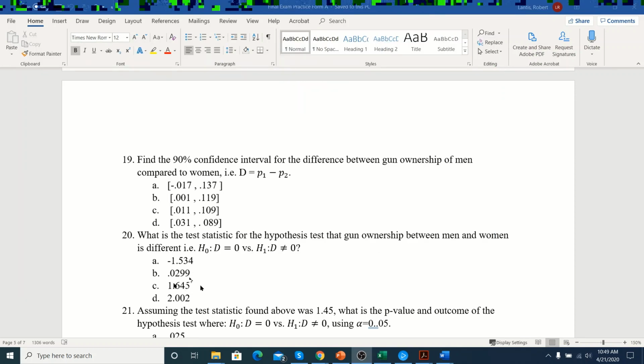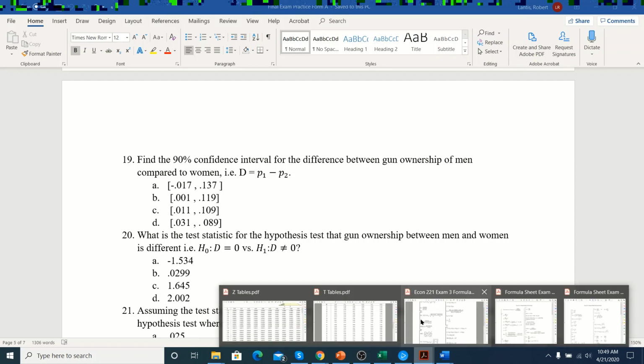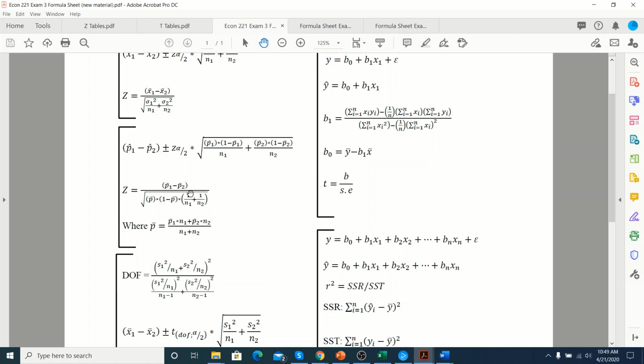I kind of already got a sneak peek of the test statistic. Once again, test statistic problems should just be a matter of identifying the correct formula. I've got two sample proportions I'm looking for the difference in. I need to use this equation here. Now, this one's a little tricky because we do it in two steps.